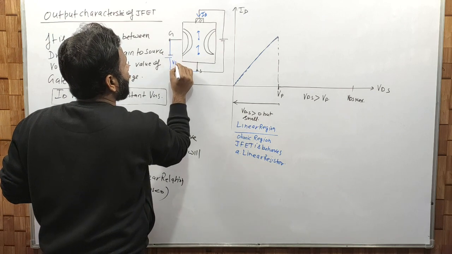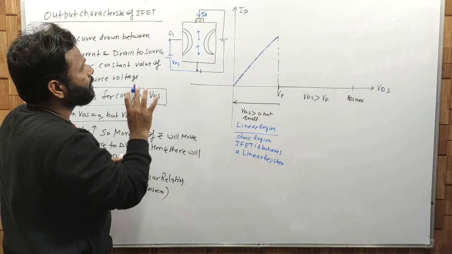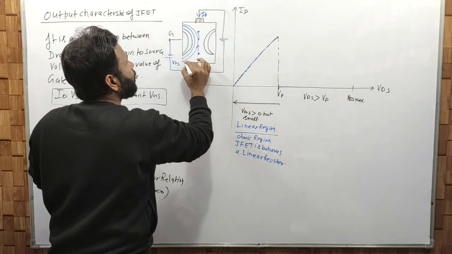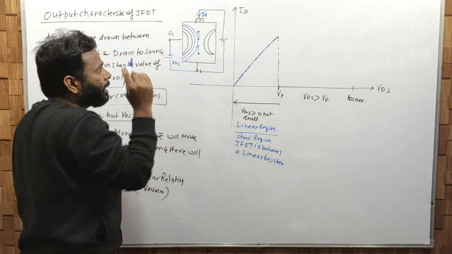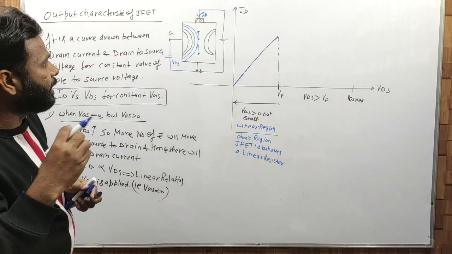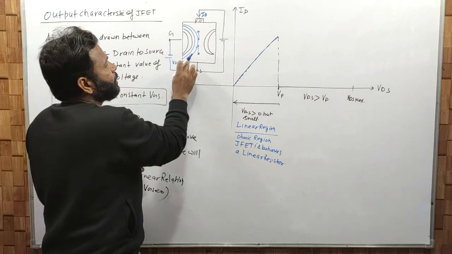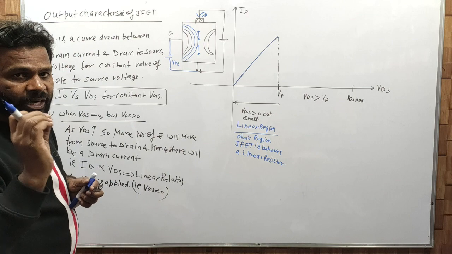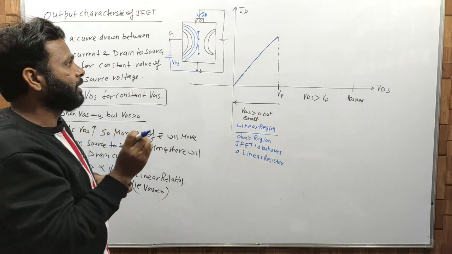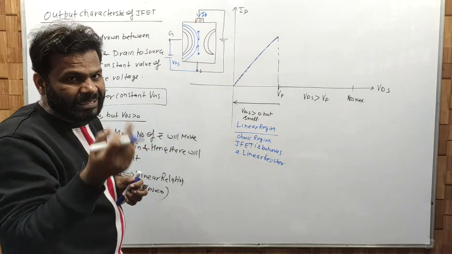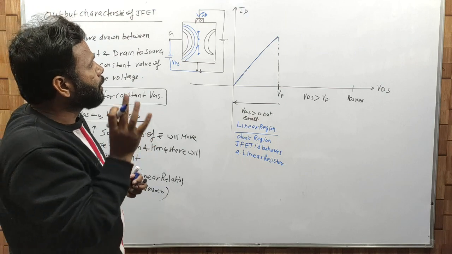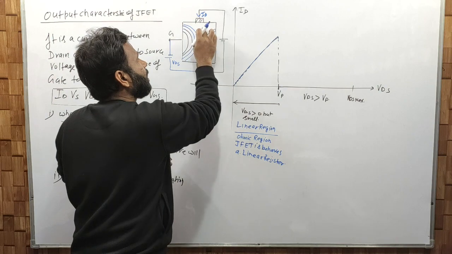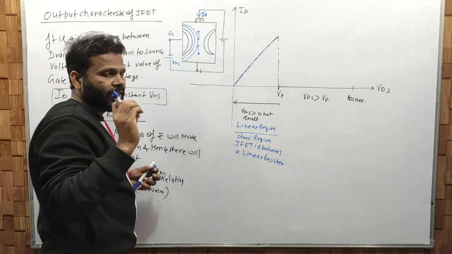As VGS is applied, the depletion region on this side will increase, and at some voltage these two depletion regions touch each other. Then the channel conductivity decreases. When channel conductivity decreases, the number of free electrons moving from source to drain is smaller, hence the drain current decreases.